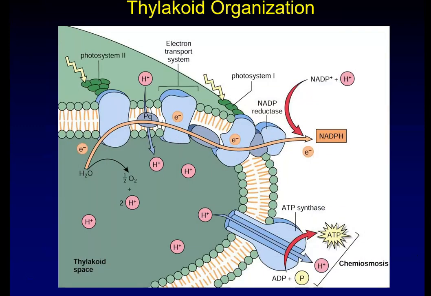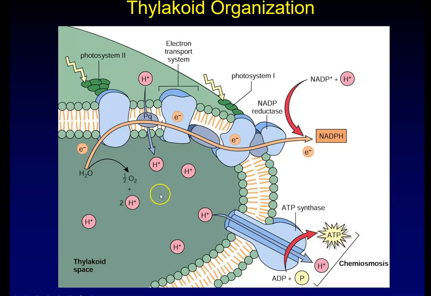So this is showing you that thylakoid organization. And here we see water being oxidized. Here it says we've created a half O2. The electrons are being picked up. They're being passed from one carrier over to the next carrier, down to the next carrier. And we see that NADP plus picks up a hydrogen ion, also an electron, and becomes NADPH.